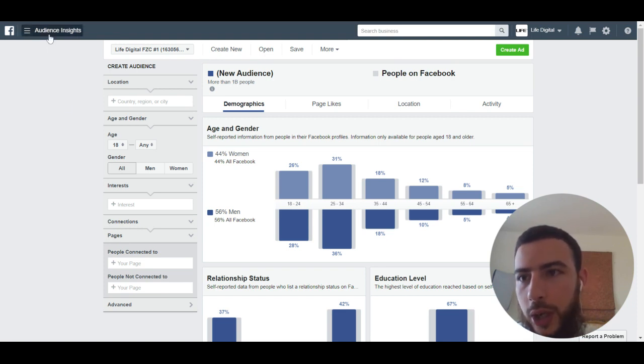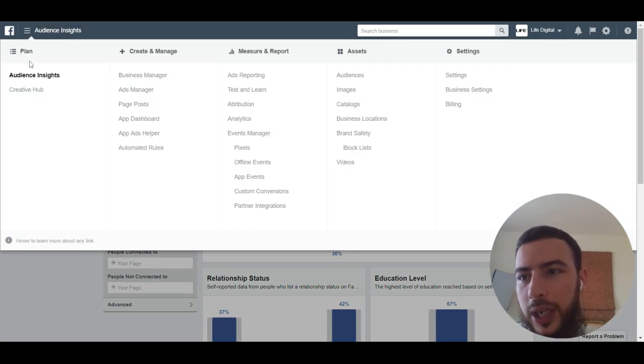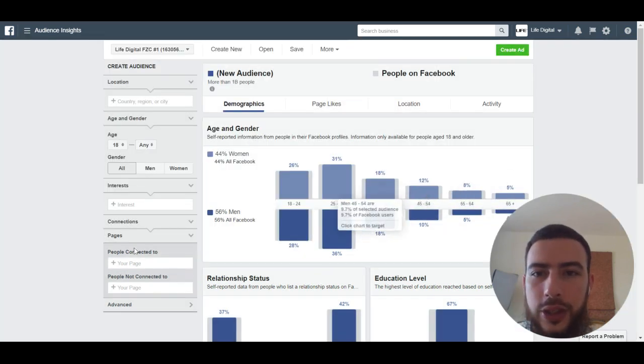And if you click the top left up here, you see you've got those three lines. If you click that, on the left side, it says Plan. Under Plan, here it says Audience Insights. So you're going to click that. You're going to get taken to a page like this.